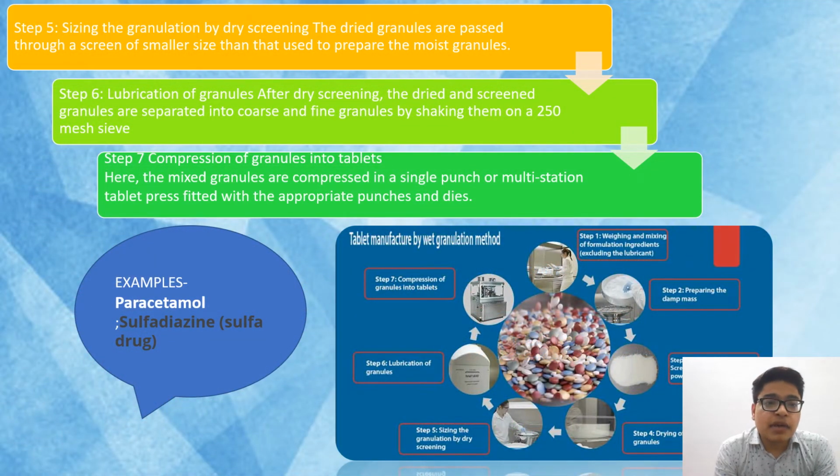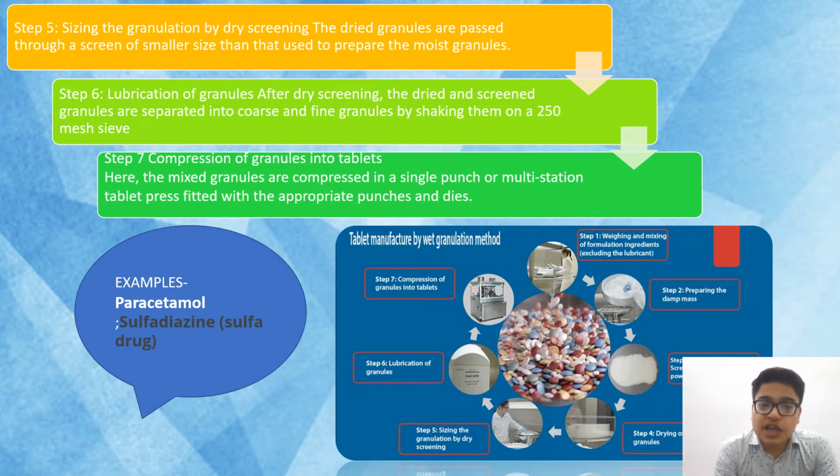In the next step, sizing the granules by dry screening. The dried granules are passed through a screen of smaller size than that used to prepare the moist granules, as depicted here in the image. This is the step of sizing the granules by dry screening.